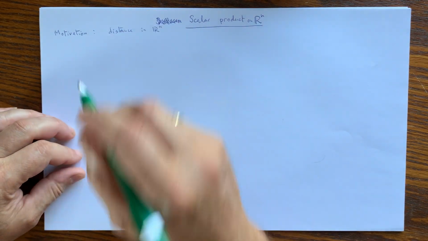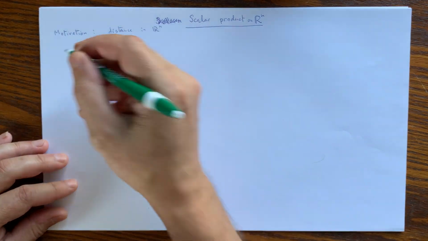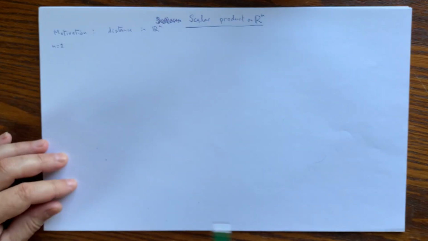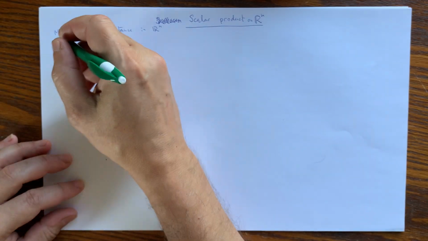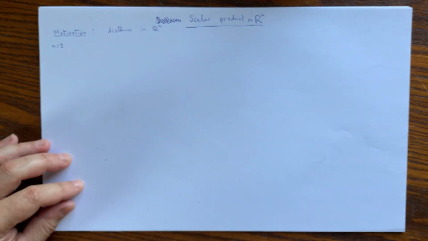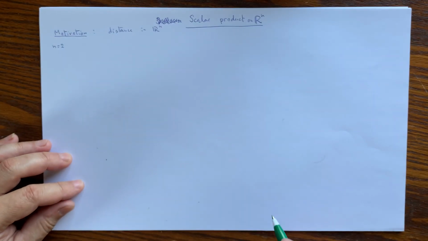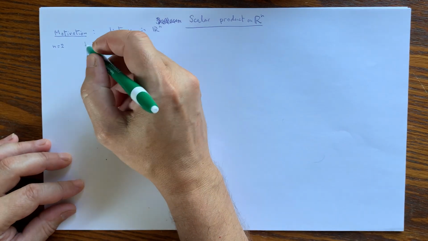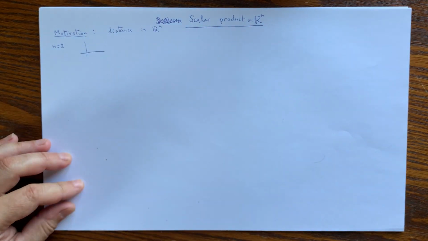And let's start with the next to the easiest situation. The easiest would be just one dimension. The distance is just the difference between the real numbers representing points on the real line. Let's imagine we have something more interesting happening on the plane.